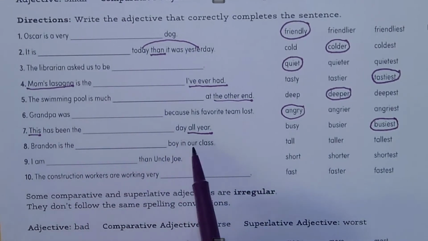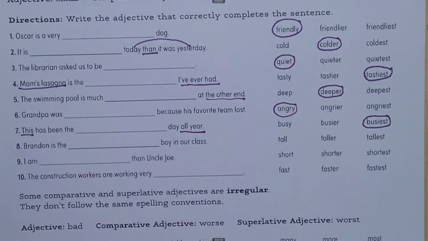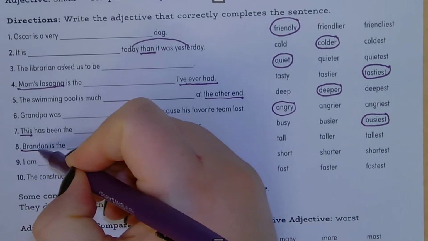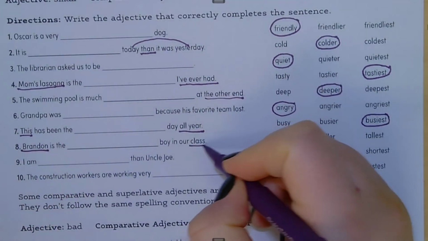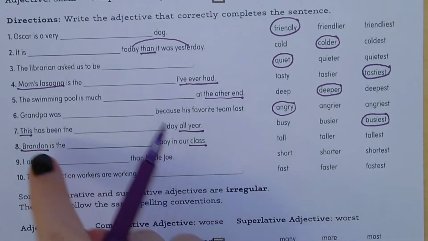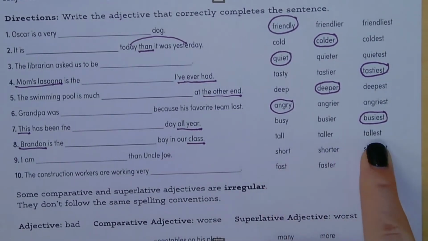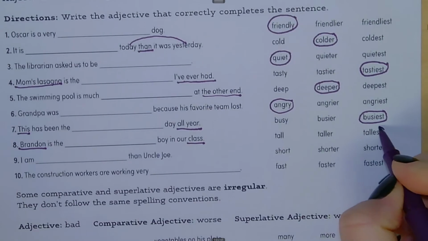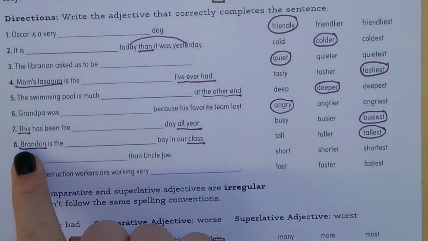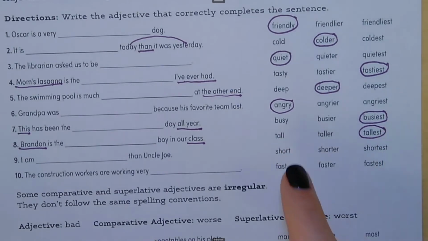Brandon is the blank boy in our class. What are we comparing? We're comparing Brandon to all the boys in his class. So if I'm comparing Brandon to all the boys in his class, that means I am comparing 3 or more things. So I need to look at the superlative adjective and try it out. So right over here, tallest. Let's try it. Brandon is the tallest boy in our class. That works. Now, if it compared Brandon to one other student, then we're comparing 2 things and we would look at the comparative.